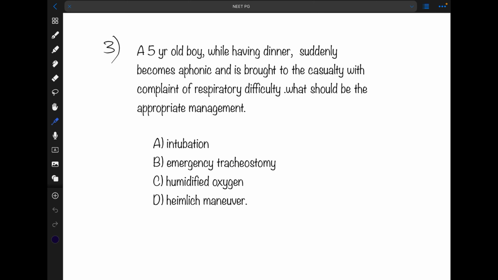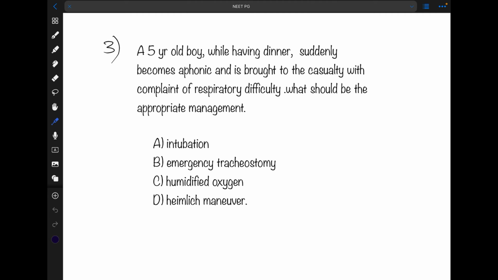Next question is, a 5-year-old boy while having dinner suddenly becomes aphonic and is brought to the casualty with the complaints of respiratory difficulty. Okay, and what should be the appropriate management? First is intubation, option B is emergency tracheostomy, option C is humidified oxygen, option D is Heimlich maneuver.